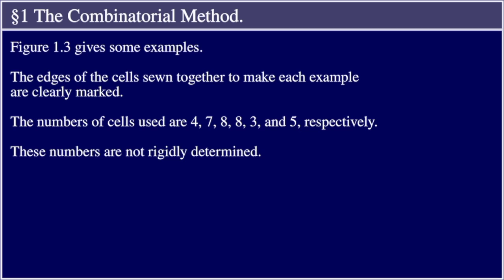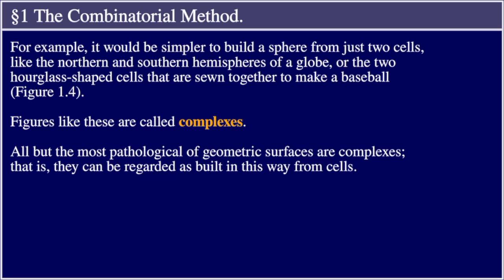These numbers are not rigidly determined. For example, it would be simpler to build a sphere from just two cells, like the northern and southern hemispheres of a globe, or the two hourglass-shaped cells that are sewn together to make a baseball, Figure 1.4. Figures like these are called complexes. All but the most pathological of geometric surfaces are complexes. That is, they can be regarded as built in this way from cells.